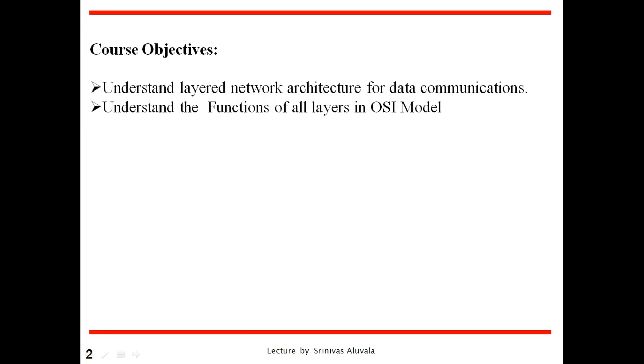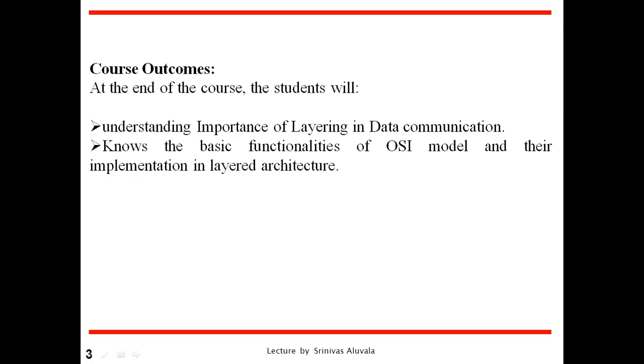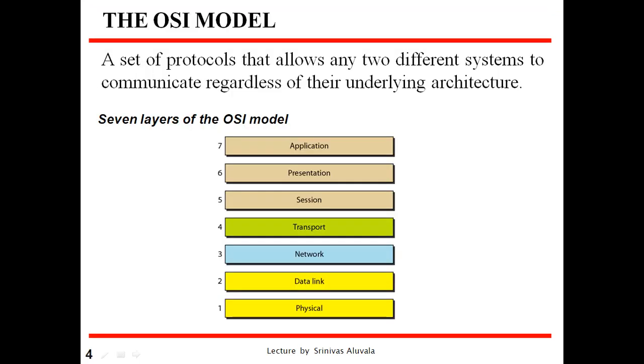Before we start the OSI model, let us know the course objectives. Course objectives are understanding layered architecture, network architecture for data communications, understanding the functions of all layers in the OSI model. At the end of the presentation, the course outcomes are the students will be able to understand the importance of layering in data communication, know the basic functionalities of the OSI model and their implementation in layered architecture.